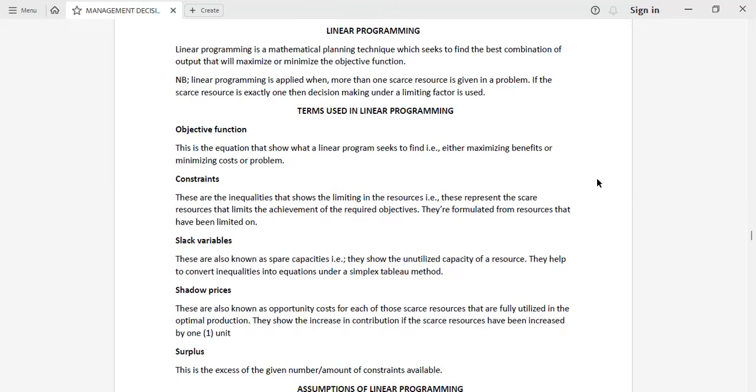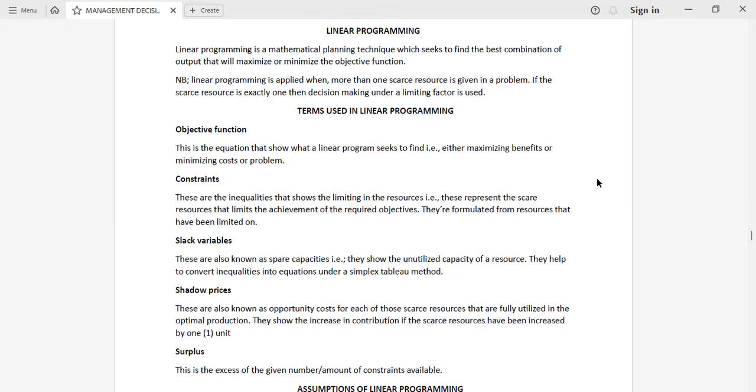Now we are looking at the terminologies, or the terms, that are used in linear programming. They are very important because these are the things that we are going to be looking at. We don't want to start saying constraints, objective function, slack variable, shadow prices, when you're not actually picking them up. So we better get them from the start. So we have, one, the objective function.